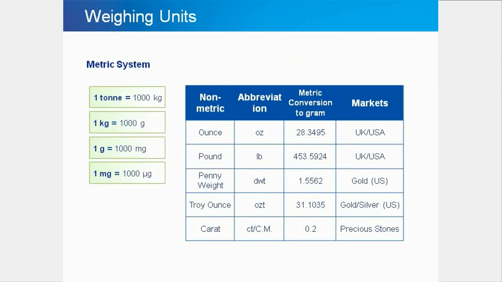Various weighing units are used in different parts of the world. They belong either to the metric system or to the non-metric system. For example, ton and kilogram are metric units, whereas pound, ounce, etc. are non-metric units of weight. Review the information provided on the screen to see how to convert values from non-metric to metric units.